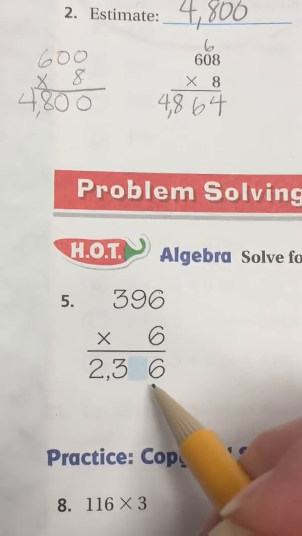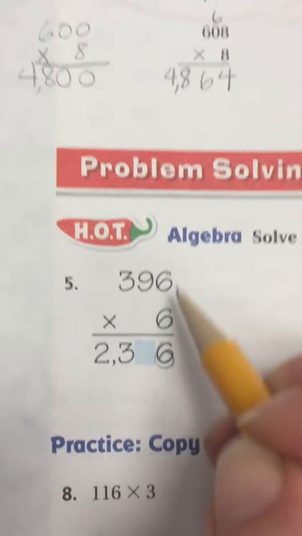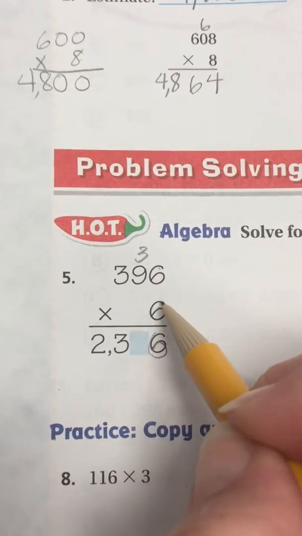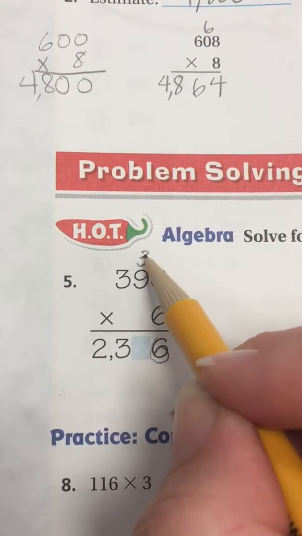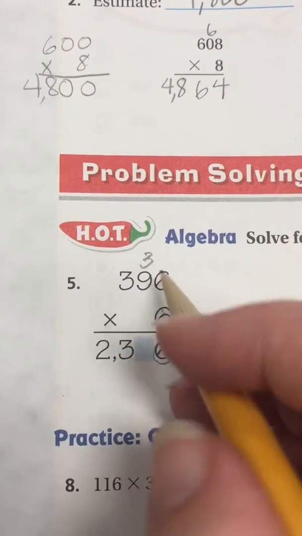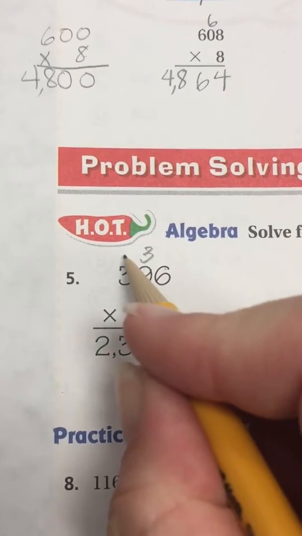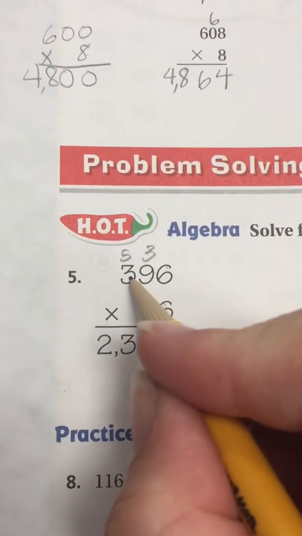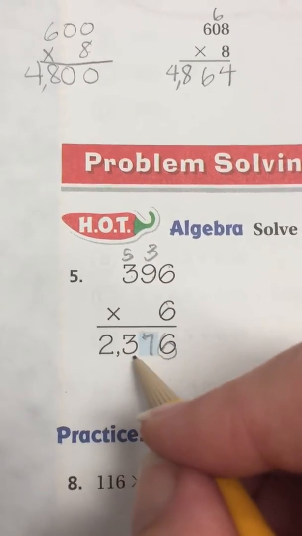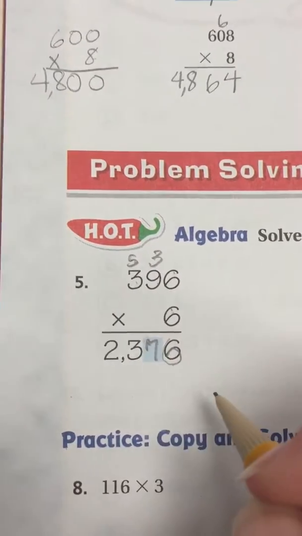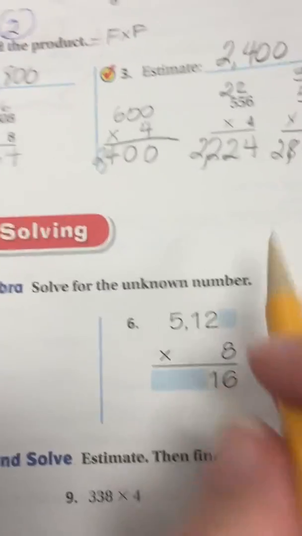So 6 times 6 is 36. 6, you carry your 3. 6 times 9 is 54. 55, 56, 57. 6 times 3 is 18. 18 plus 5 is 23. So I am correct. So this is 7. Moving on to my next one.